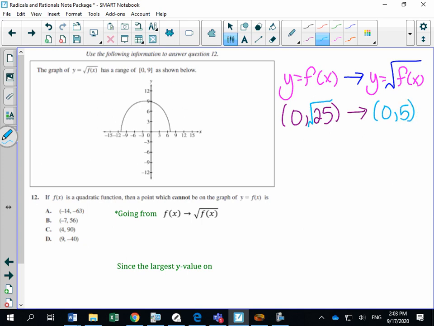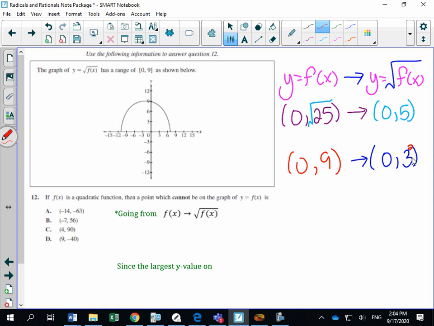Now, this question has us thinking in reverse. Let's say I gave you the point 0, 3, and said that is a point on the radical function. What was the point on the original function? To go from original to radical, we square root the y value. So to go from radical to original, what do we have to do to this y value? What's the opposite of square rooting? The opposite of square rooting is squaring. So the original coordinate would have been 0, 9.